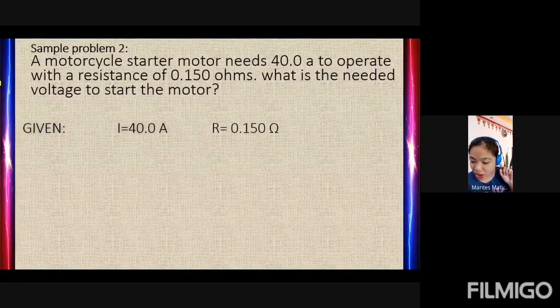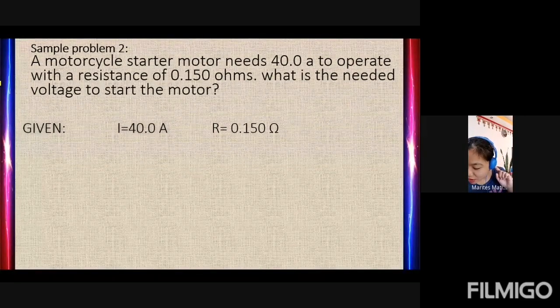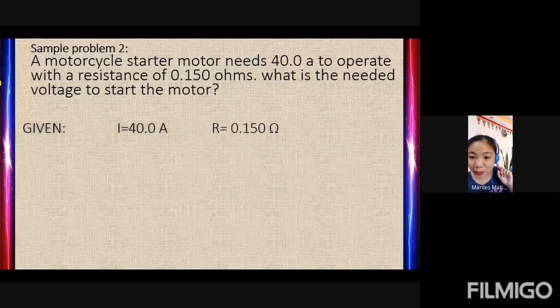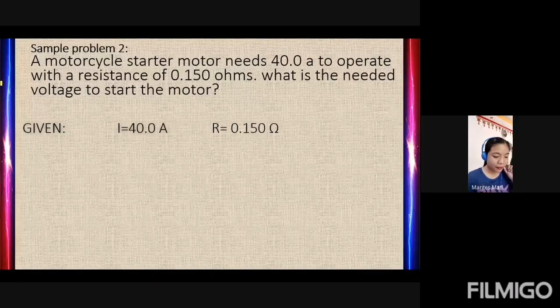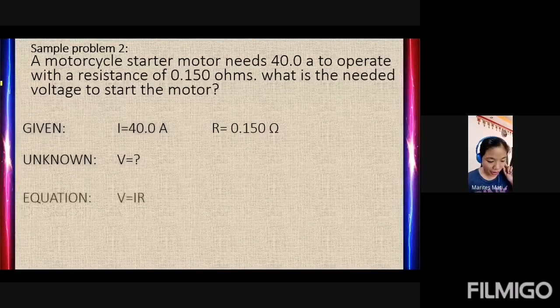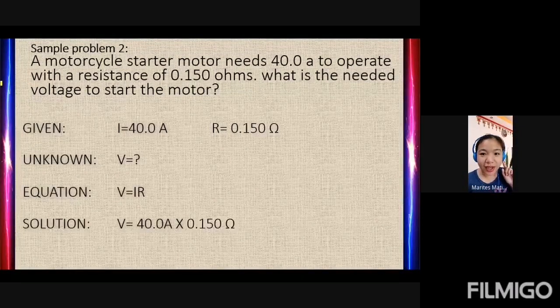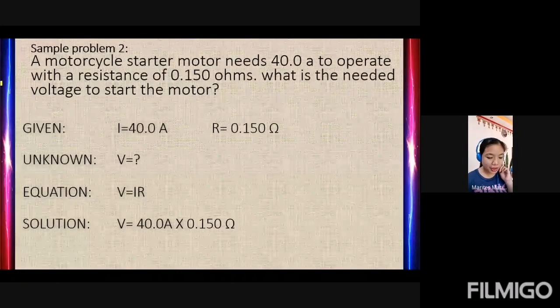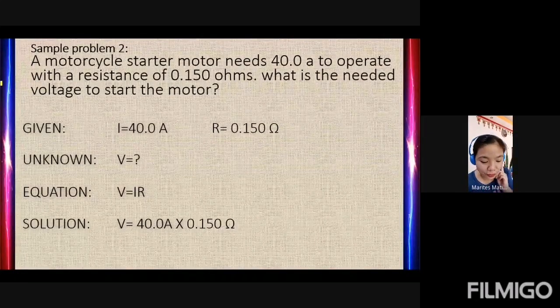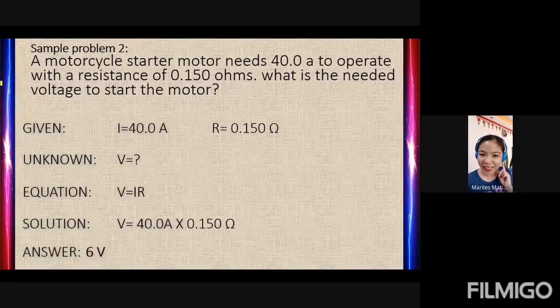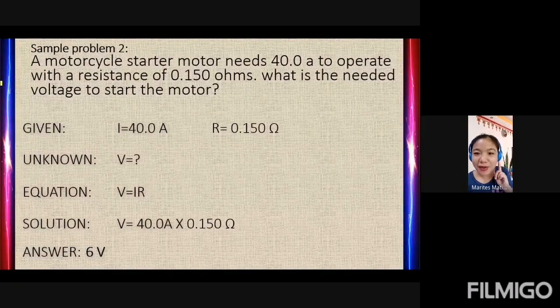Matt, Faye, Althea, Jiro, Lance, Regine. Ayan, check ko na lang to sa comment ba. Sa sobrang bilis ko, naging doctor yung sulat ko. So, unknown, equation natin, V = IR. So, we will multiply current and resistance. So, 40 times 0.150 ohms, correct. That will be 6 volts.